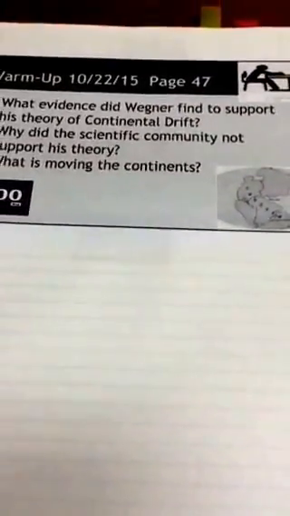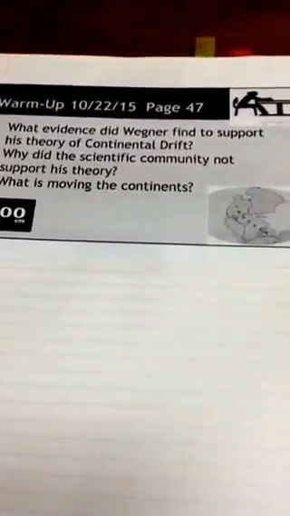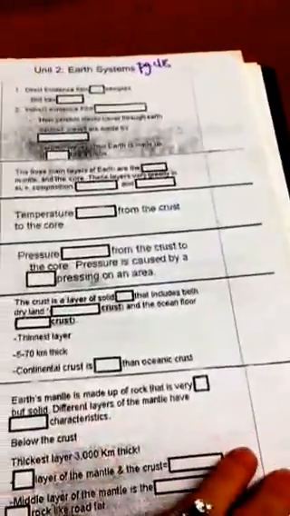On page 47 is a warm-up from October 22nd about continental drift theory. And across from that on page 48 were your notes on the Earth's layers. If you're missing these blanks, please visit the agenda for October 22nd, and the notes are listed there.